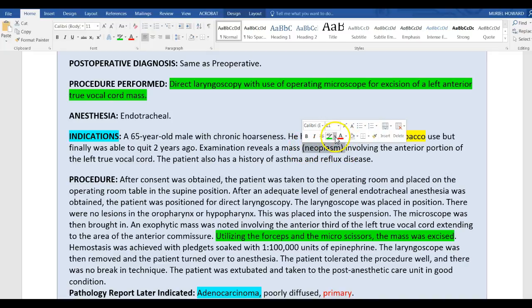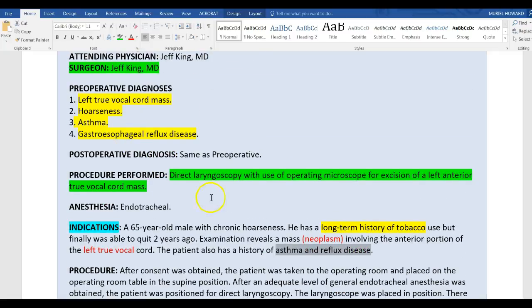A mass could be anything, but when we're dealing with diagnosis coding, it's best to stick with the terms associated with what we're going to be coding from the book. Okay, so the anterior portion of the left true vocal cord. Left true vocal cord is where it is, left and right. Sometimes with ICD-10 coding, the coding has to be chosen based on either left or right. Not sure if this is going to be significant, but I highlighted that just in case. He has a history of asthma and reflux disease. We know that. Those are listed here.